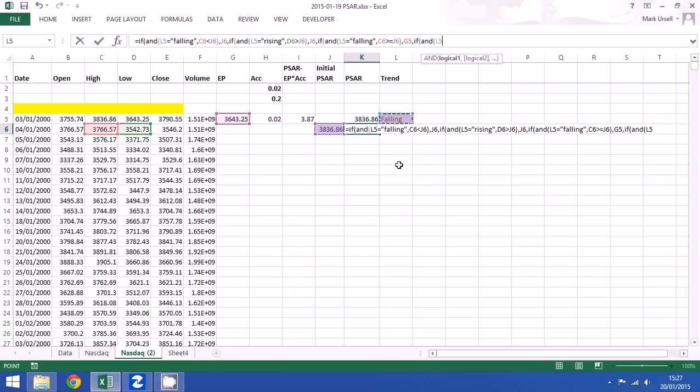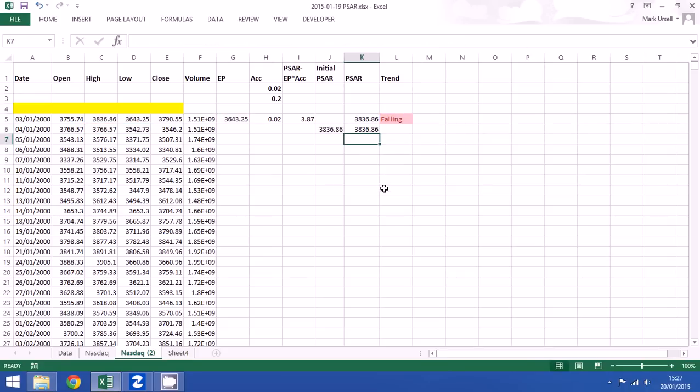And then we can do the reverse of that. So this time we've worked out if we're in an uptrend, the low is lower than or equal to the initial PSAR, in which case we take the extreme point again. So there we go, we've calculated the 4 different scenarios which make up the PSAR. Okay, now we can have a look at the trends.